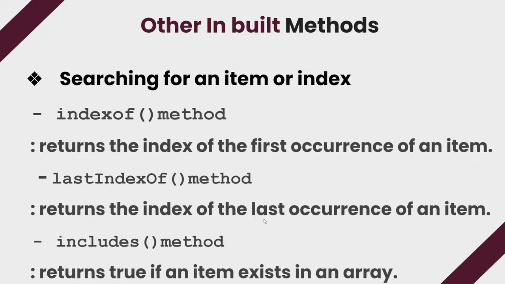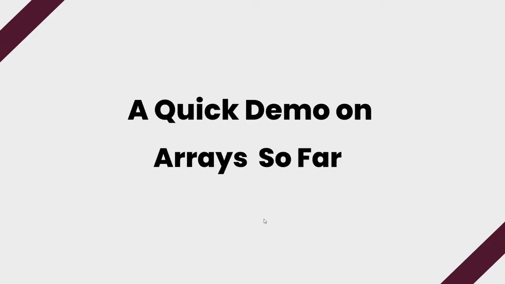By making use of the includes method, if the item you are looking for exists in the array, it would return the value of true. But if it doesn't exist, it will return the value of false. So now we'll have a quick demo on arrays so far, and let's go back to our VS Code.